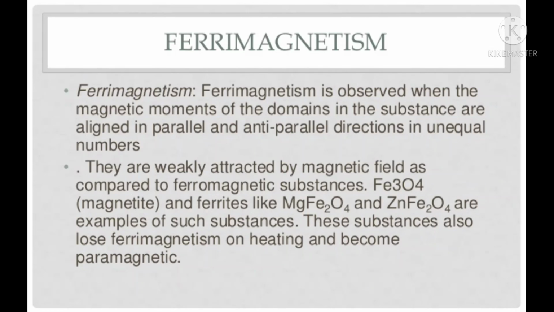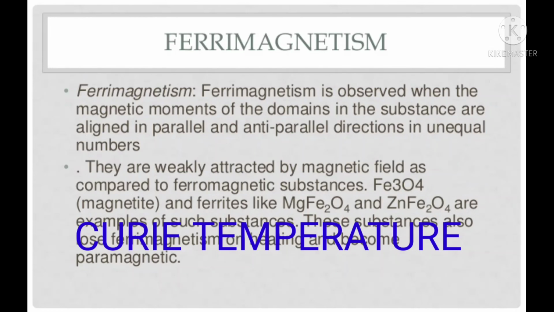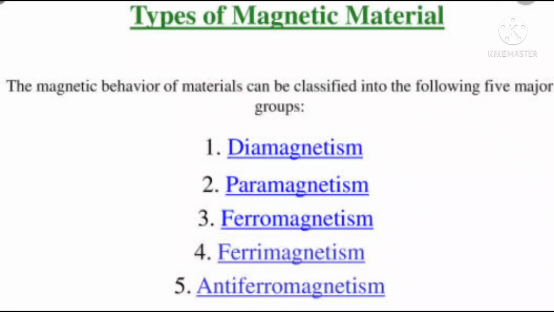It may be noted that all three types of solids, such as ferromagnetic, antiferromagnetic and ferrimagnetic substances, become paramagnetic upon heating up to a certain temperature. That temperature is called the Curie temperature. Today we learned about diamagnetism, paramagnetism, ferromagnetism, ferrimagnetism and antiferromagnetism. These are the magnetic properties of solids.